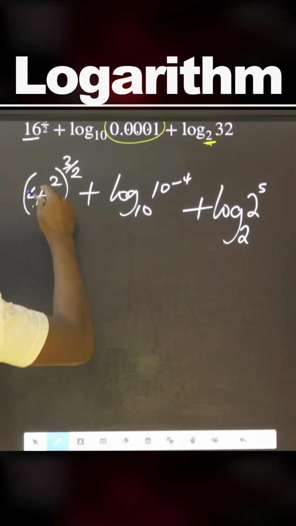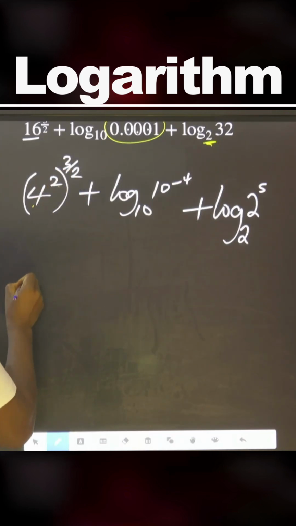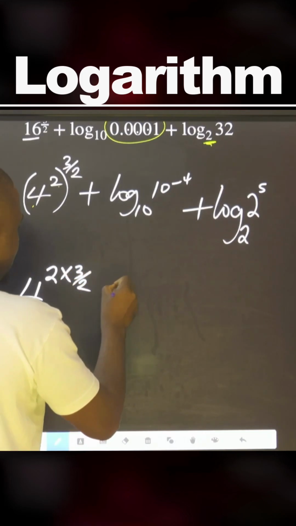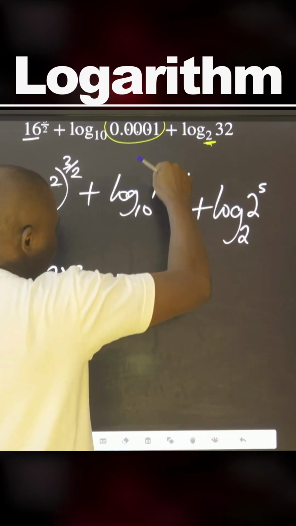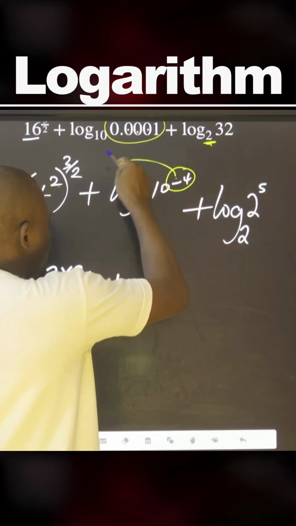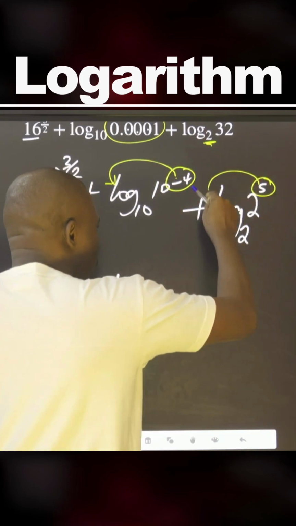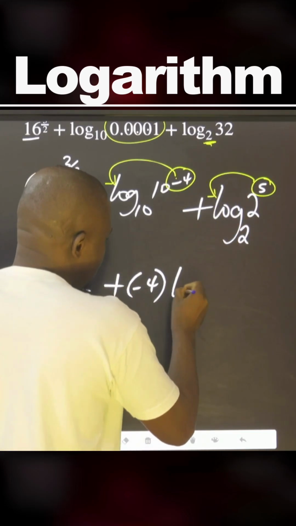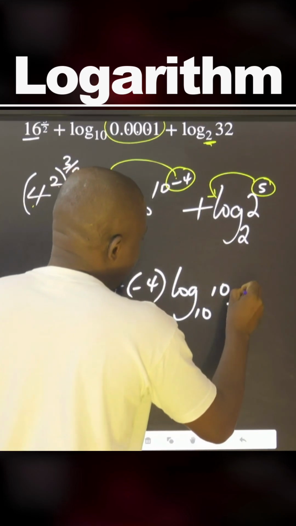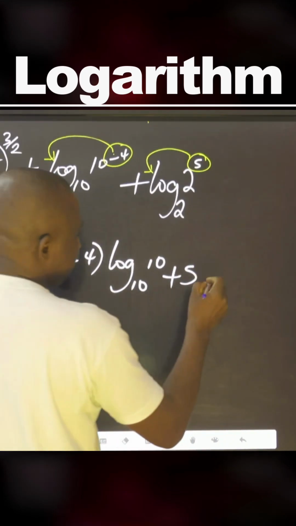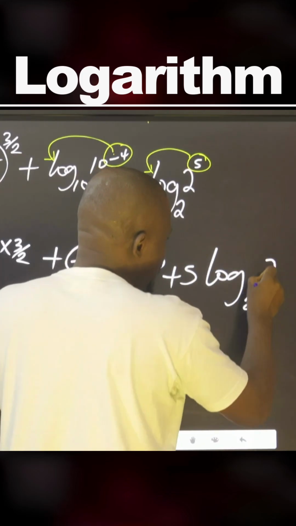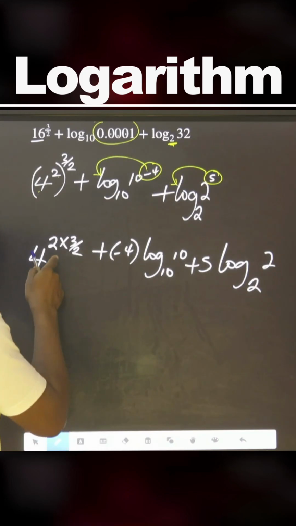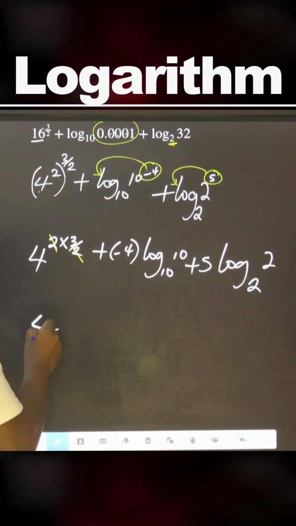So now, I can multiply this. That is 4 times 3 over 2. This one cannot carry 2 things like this. This one needs to move to the back of this. Also, this one needs to move to the back of this log. So we have minus 4 plus 5 log base 2 to 2. You agree with me? This will cancel this, remains 3.